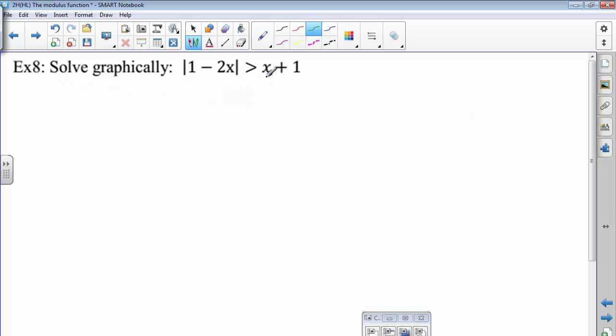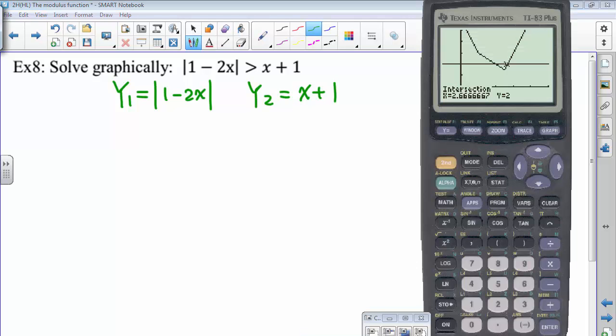Solve this one graphically. I will do the same thing. I will let y1 be the left side function and the right side be the second function. So then, in the calculator, I will change the first one. Of course, you can clear the first one and clear the second one and leave the space to put these two new functions in. So the first one is absolute value of 1 minus 2x. And the second one is x plus 1. So let's graph.